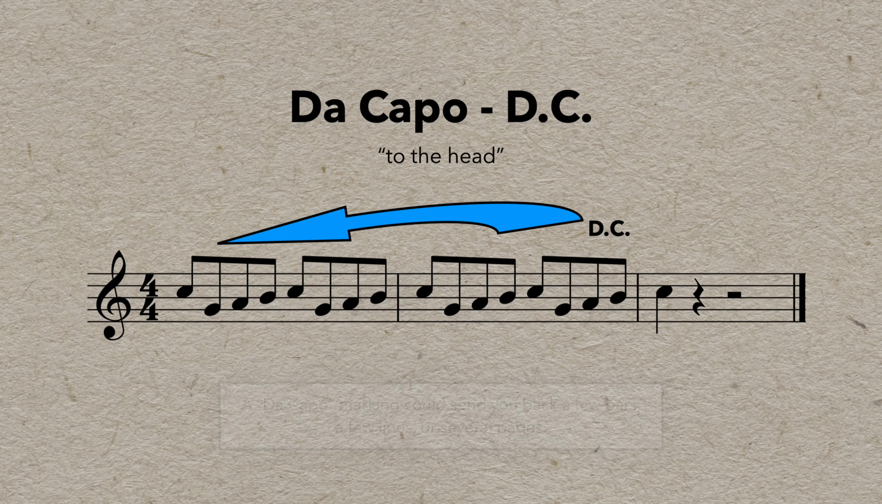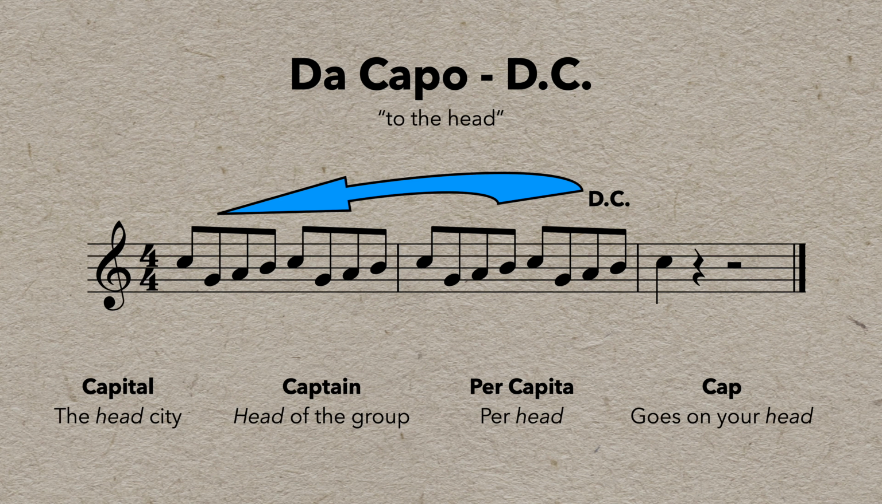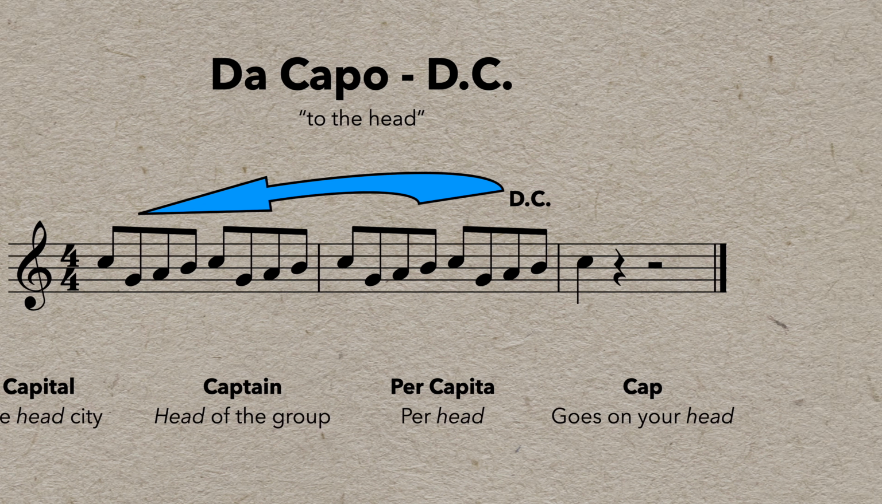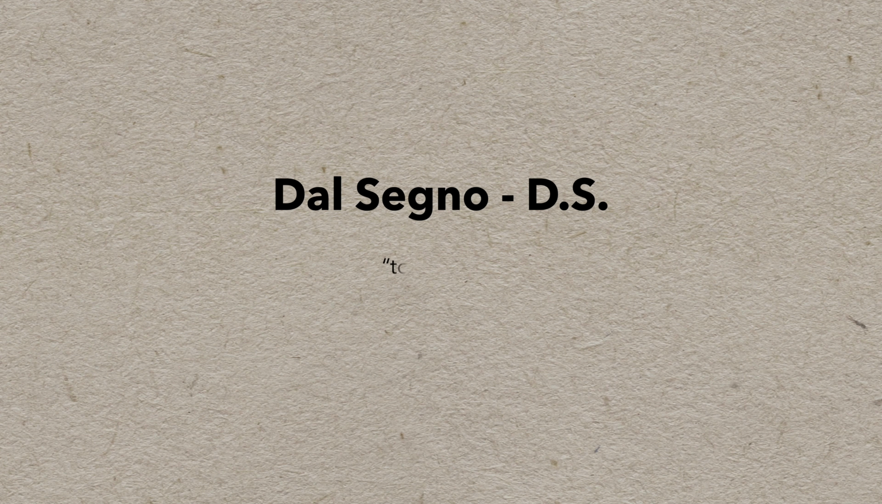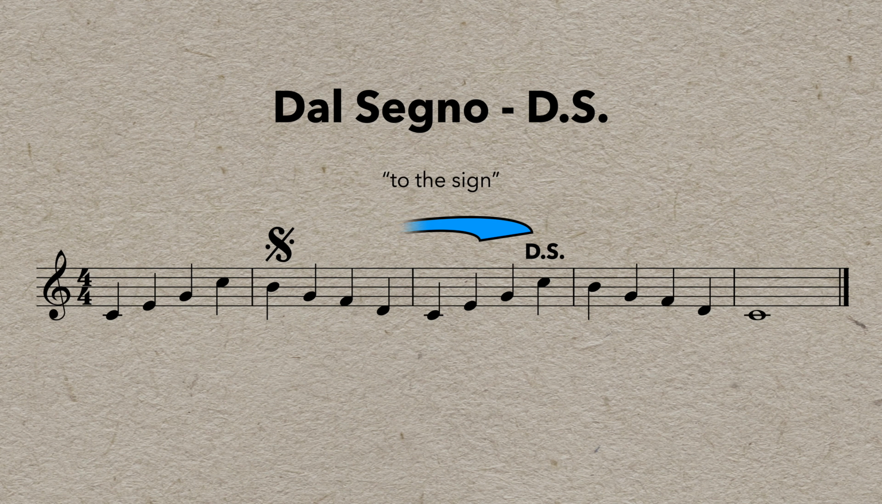I always remember what DC means by thinking of all the other words that have similar roots and meanings, like capital or captain. Da capo, to the head, to the top of the piece. There's also something called Dal Segno, commonly abbreviated as DS, which is Italian for "to the sign," and the sign is this symbol. When you see a DS, it means jump directly to the sign and continue the piece from that section.